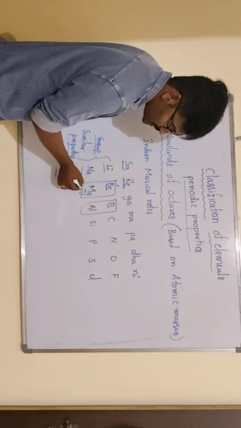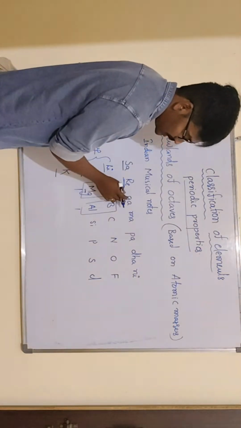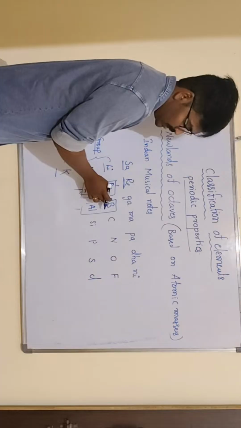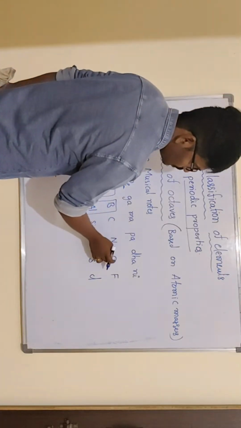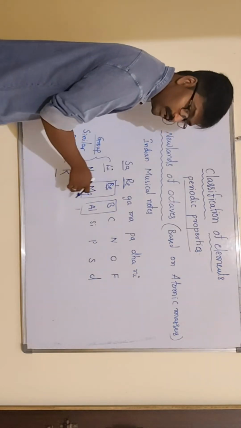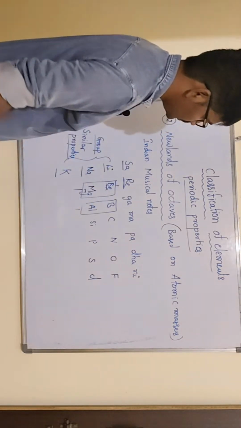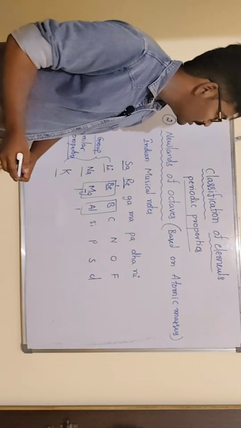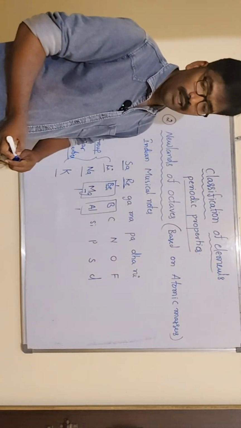has similar properties. Even for Ga, from Ga onwards, if you take 1, 2, 3, 4, 5, then 6, 7, 8, every eighth element has similar properties. So these are Newlands' Octaves.